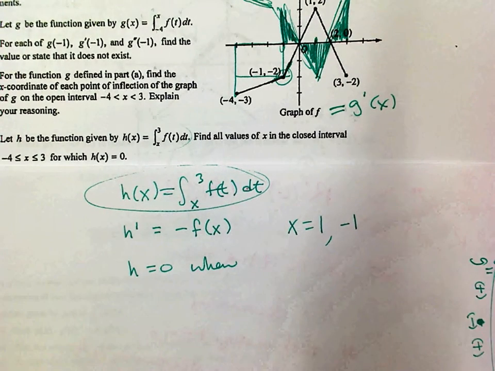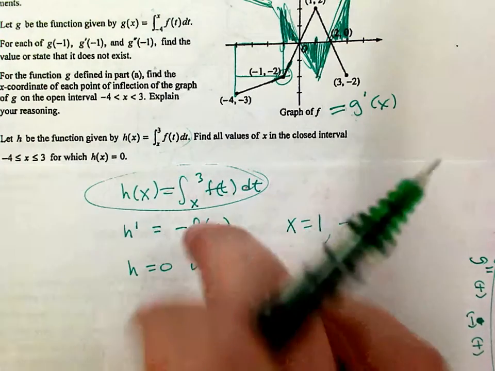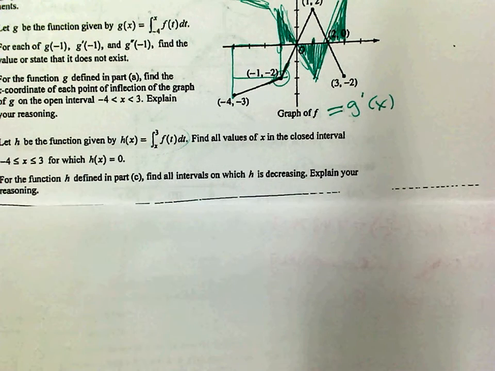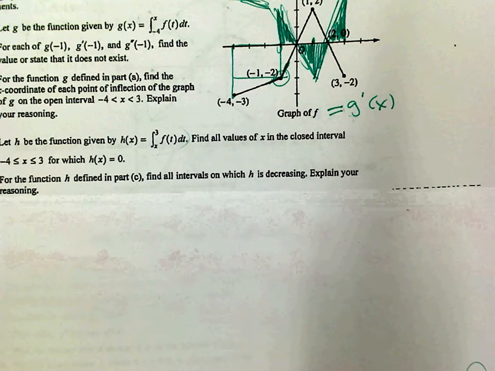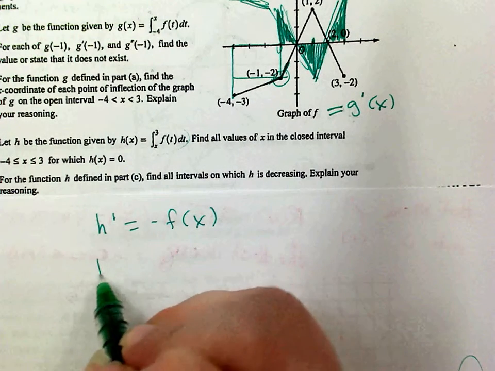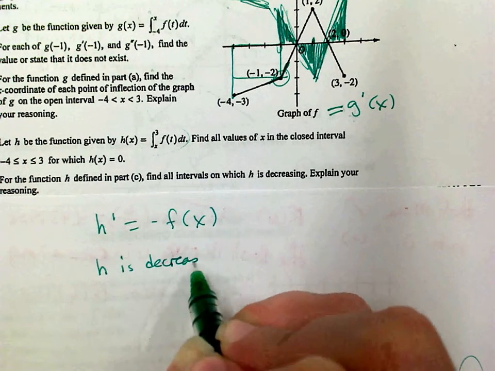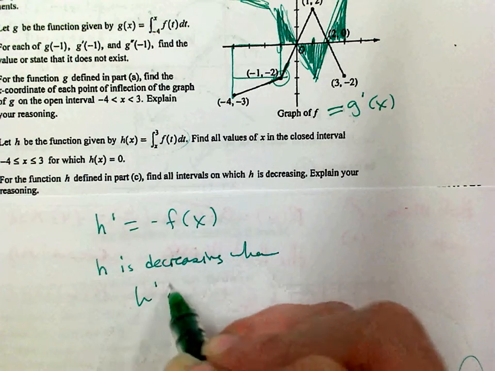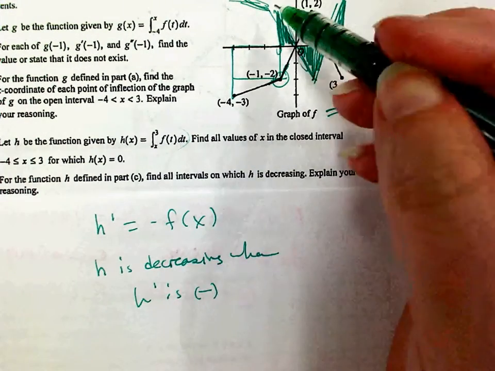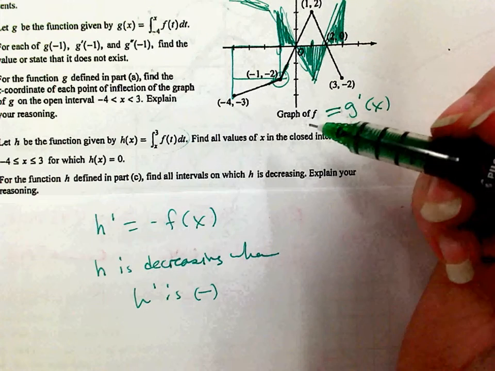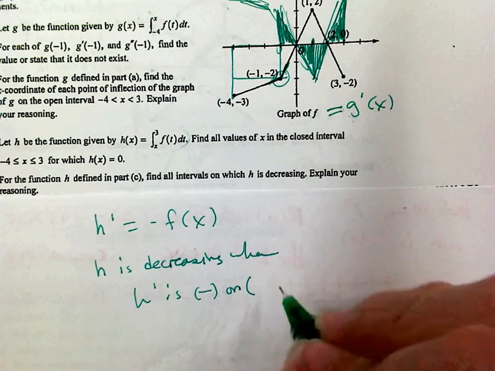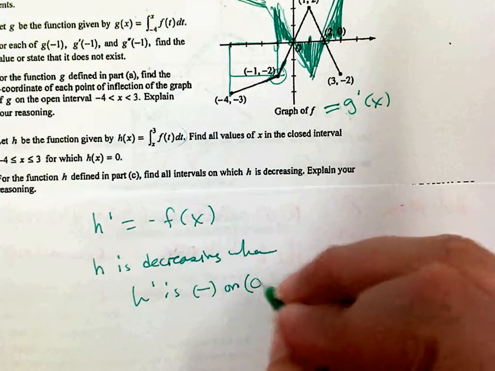Okay, interesting. For the function h defined in part C, find all intervals on which h is decreasing. So that is when we use this h prime equals negative f of x, right? So h is decreasing when h prime is what? Negative. So when is h prime negative? And we're looking at we flipped it over, right? So when is the graph of h prime negative? 0 to 2? Okay. Well, there you go.